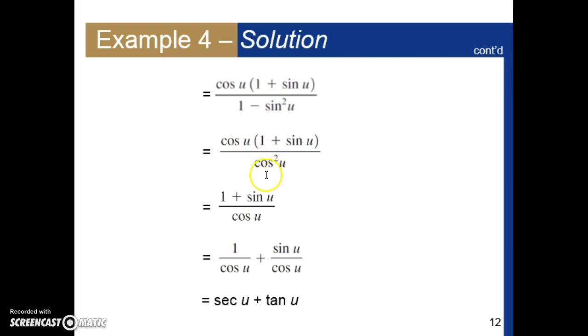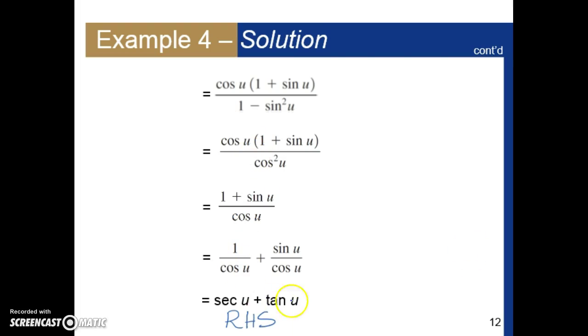Well, I have cosine times cosine in the denominator and one cosine in the numerator, so they simplify. And I have a common denominator for the two terms in the numerator. So that's 1 over cosine plus sine over cosine, and there is our right-hand side. 1 over cosine is secant, and sine over cosine is tangent. So that's equivalent to our right-hand side.